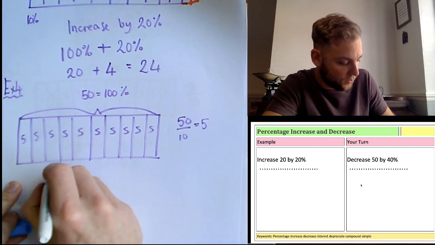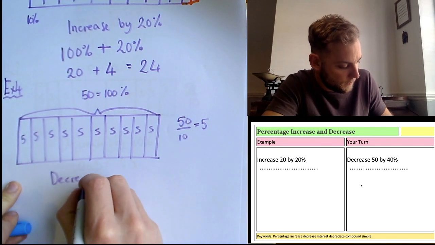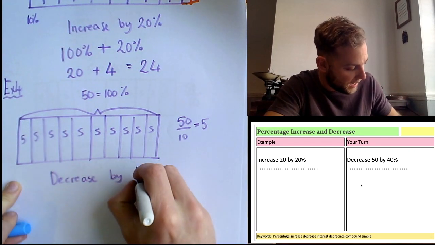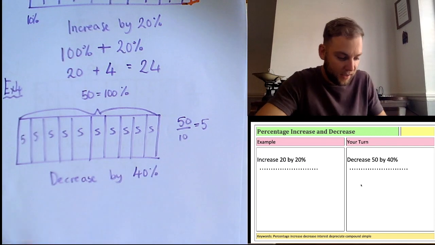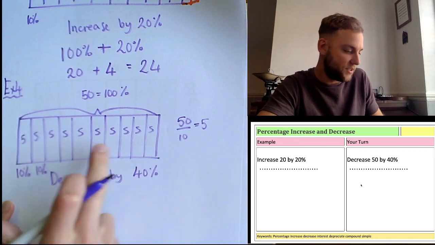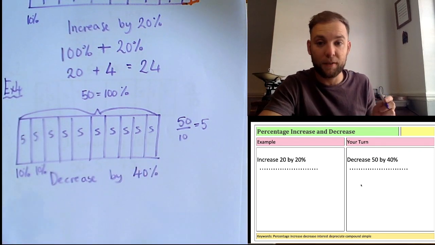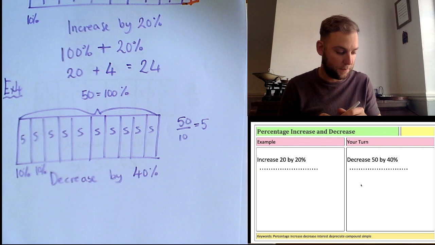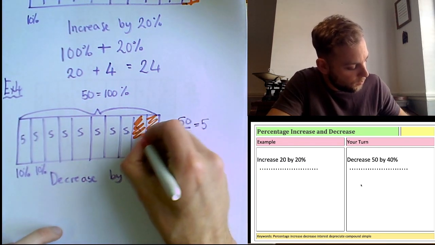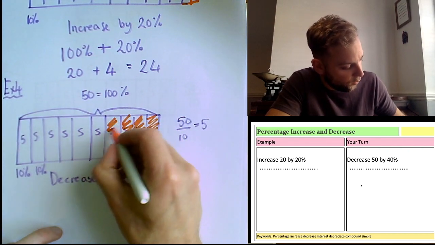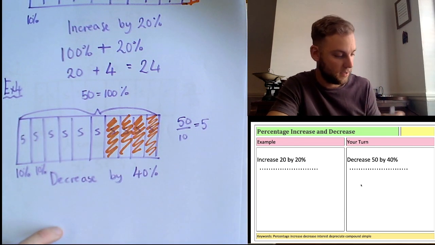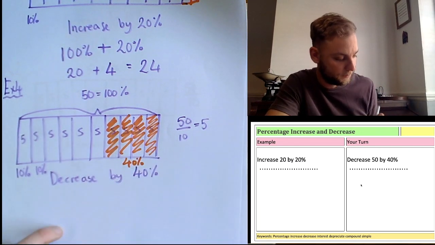Now remember, with this one I want to decrease by 40%. So how many of these? If these are worth 10% each, remember these are all worth 10%. Every single one of these is worth 10%. If I want to decrease by 40, I want to get rid of 40%. So I need to get rid of 1, 2, 3, 4, which is, how many is that? 5, 10, 15, 20. So I need to get rid of 20, which again we know is the 40%.